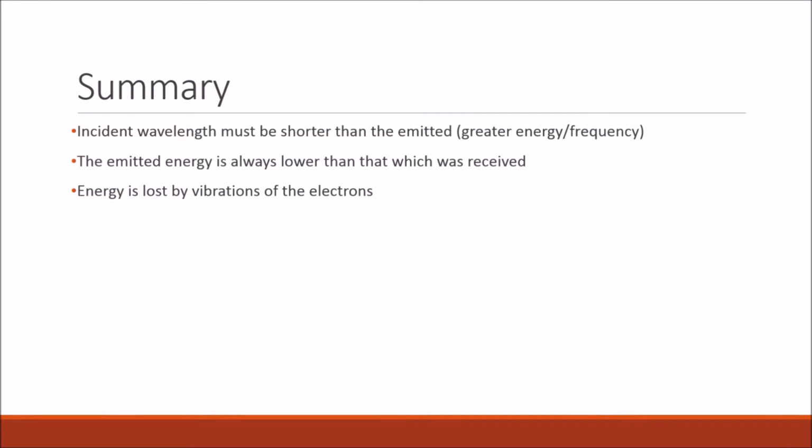So just to summarise everything that we've been told, the incident wavelength must be shorter than the emitted. So this therefore means the incident wavelength must be of a higher energy or a higher frequency. The emitted energy is always lower than that which was received. This is because energy is lost by vibrations of the electrons.